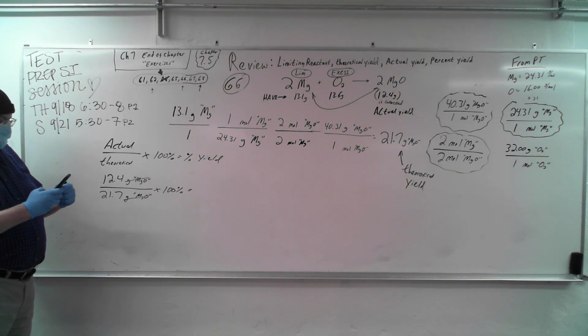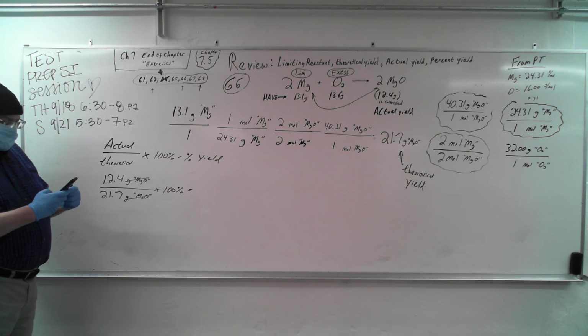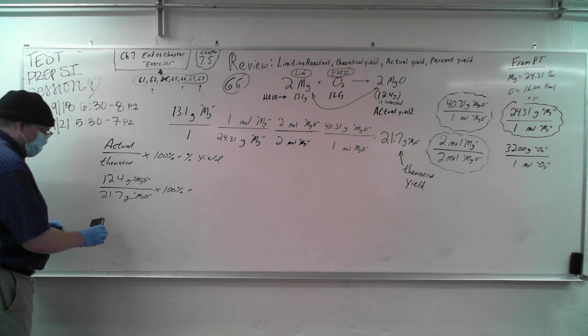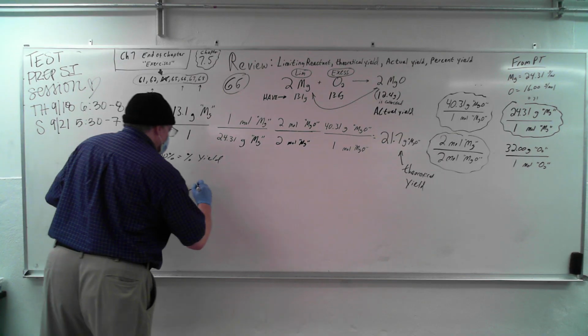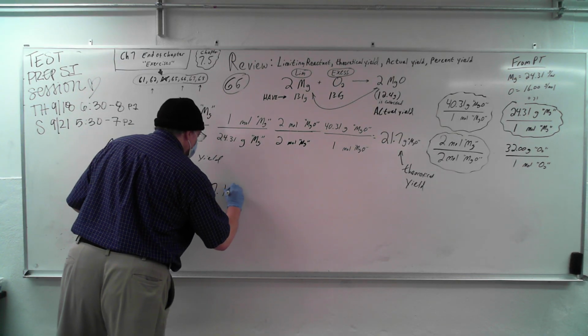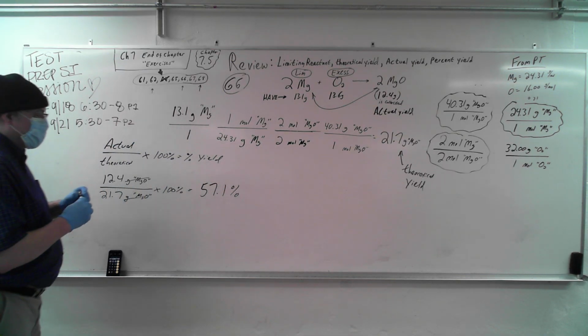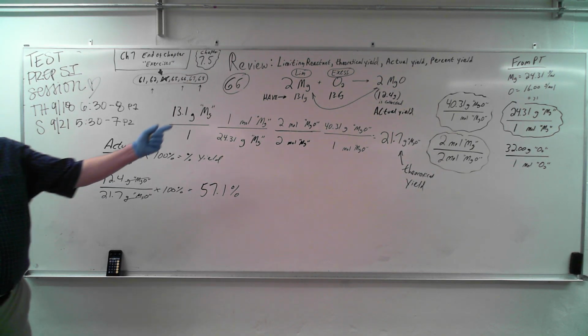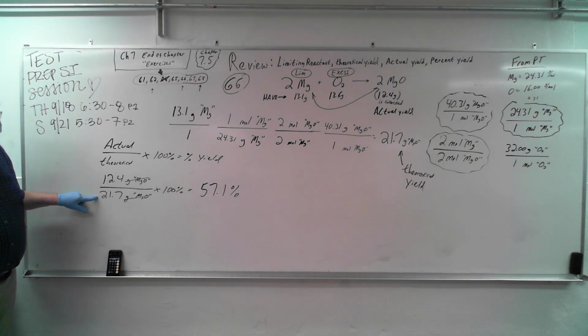12.4 divided by 21.7, times 100. To 3 significant figures, I got 57.1. So this 57.1 is kind of a reflection of the method used to do this reaction. There's probably some more careful methods that can be done to get a better yield. But theoretically, we should have gotten 21.7 grams out of it. But whatever method was used to do this reaction was kind of lame, and this is all I got.